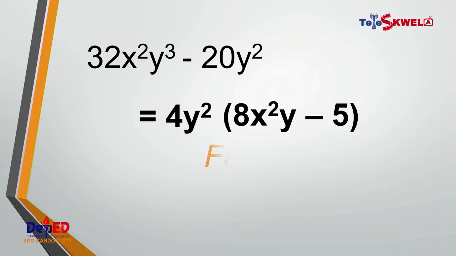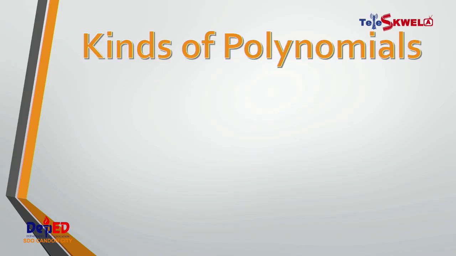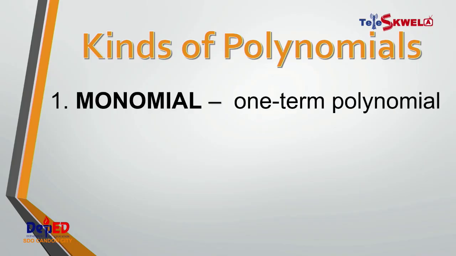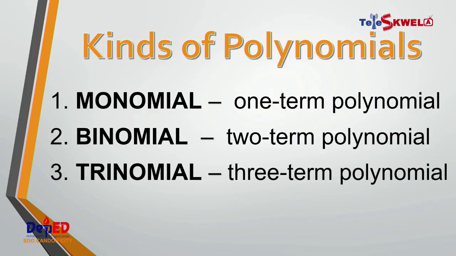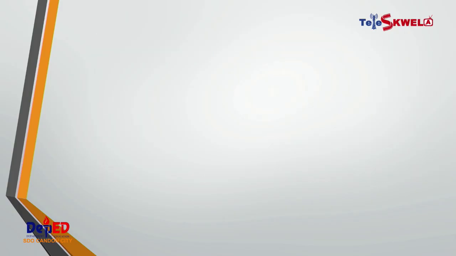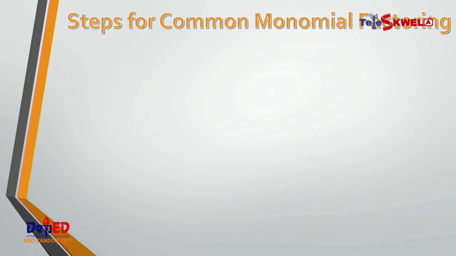To sum it up, let us have the kinds of polynomials, starting with the monomial, which is a polynomial that has only one term, a binomial, which is a polynomial that has two terms, and we also have a trinomial, which is a polynomial with three terms. Let us also have the steps in factoring a polynomial using their GCF.